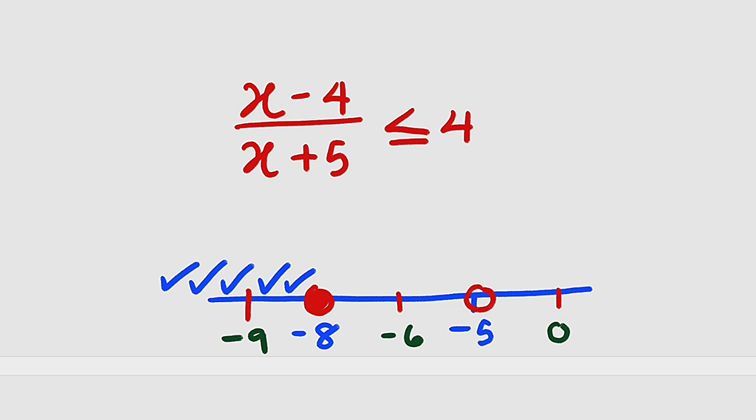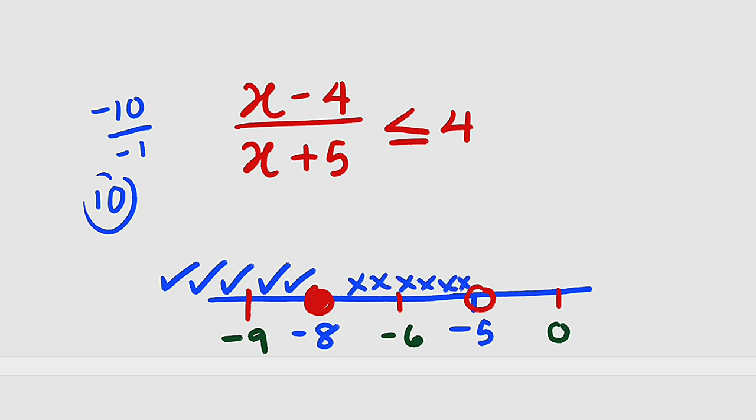Now we choose a value in between negative 8 and negative 5, which we have here as negative 6. So what happened? Negative 6 minus 4 is negative 10. Negative 6 plus 5 is negative 1, so we have negative 1 here. If you divide, you get positive 10, and positive 10 is not less than 4. So no value in between negative 8 and negative 5 will satisfy this inequality.